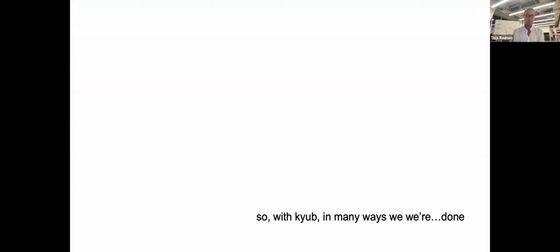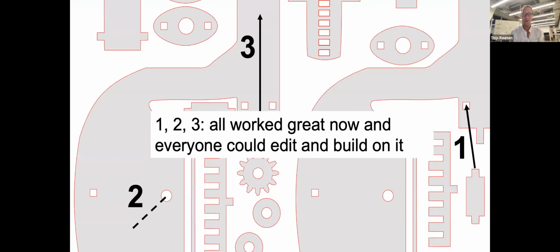All right, to come back to the main story, with Cube, in many ways, we're done, right? I've shown you 3 types of issues in these cutting plans, and they all work great now, and everyone can edit and build on the work of others. But I don't know how you guys feel about this. If I come around and tell everybody that they should stop doing what they're doing and use a completely different paradigm of modeling their content, it's probably not going to happen overnight.